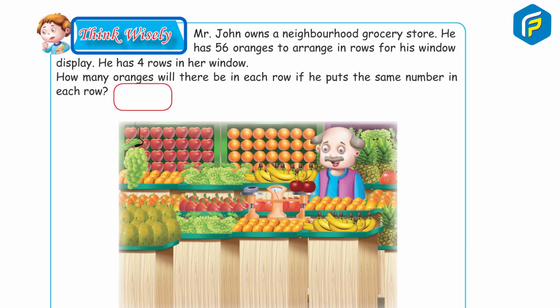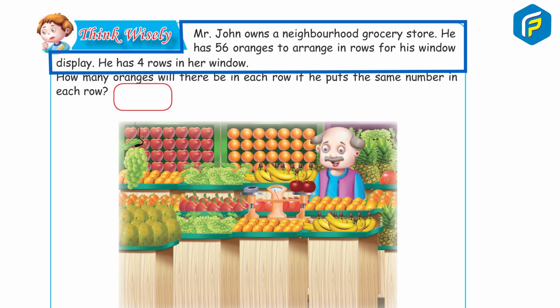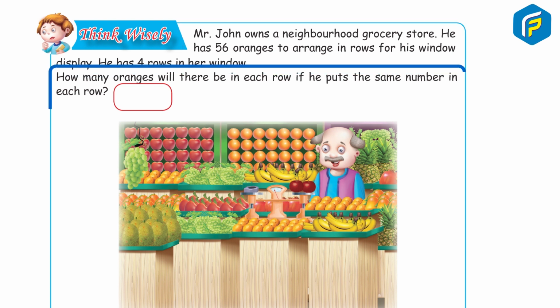Think wisely. Mr. John owns a neighborhood grocery store. He has 56 oranges to arrange in rows for his window display. He has 4 rows in a window. How many oranges will there be in each row if he puts the same number in each row?